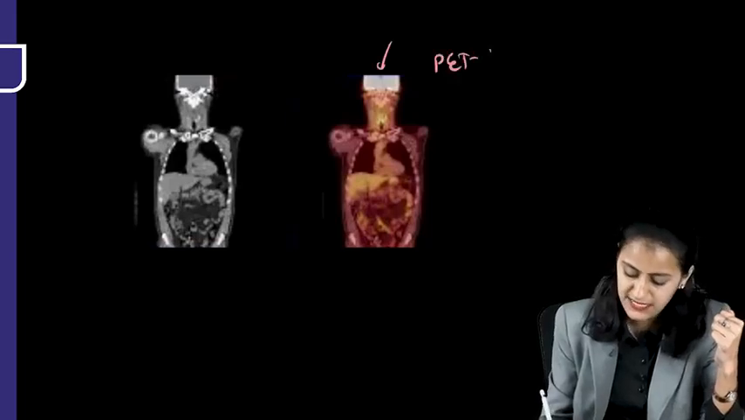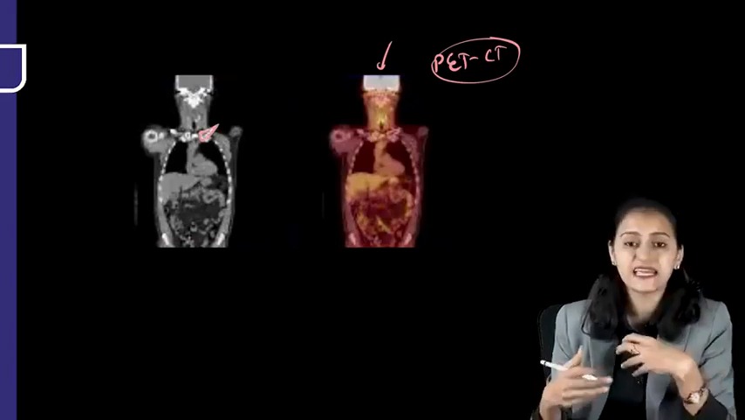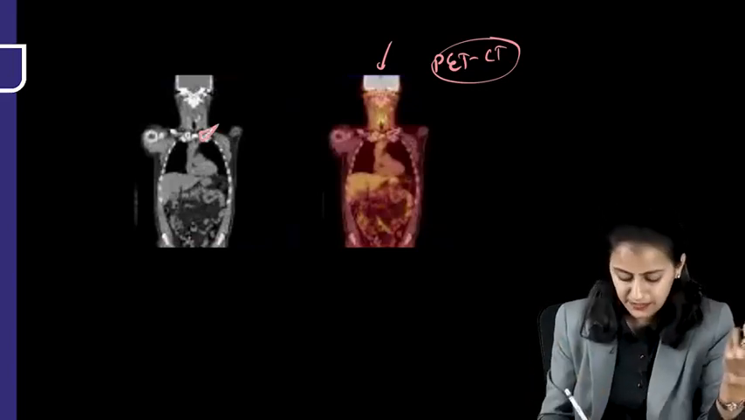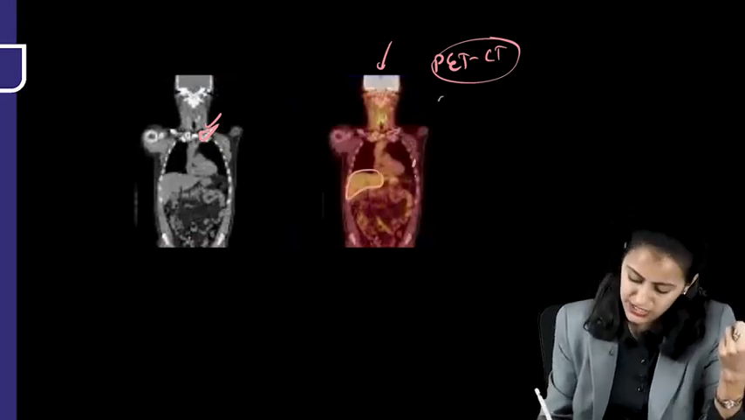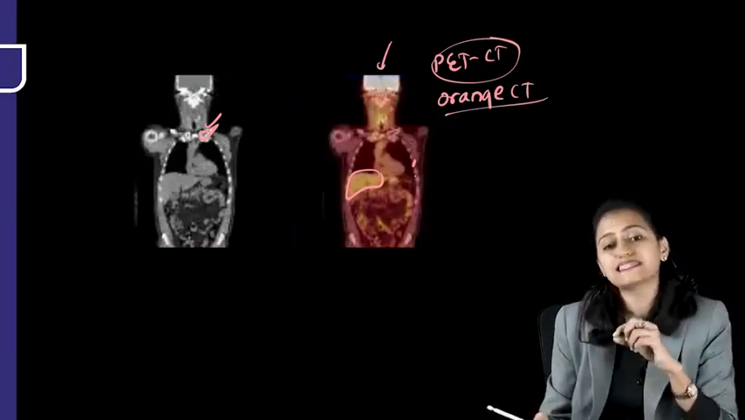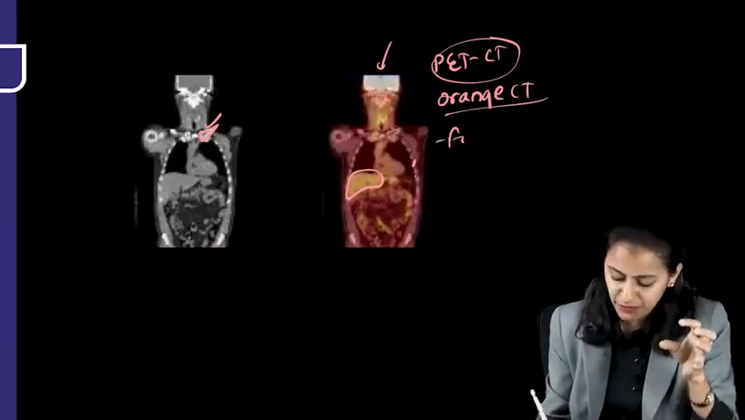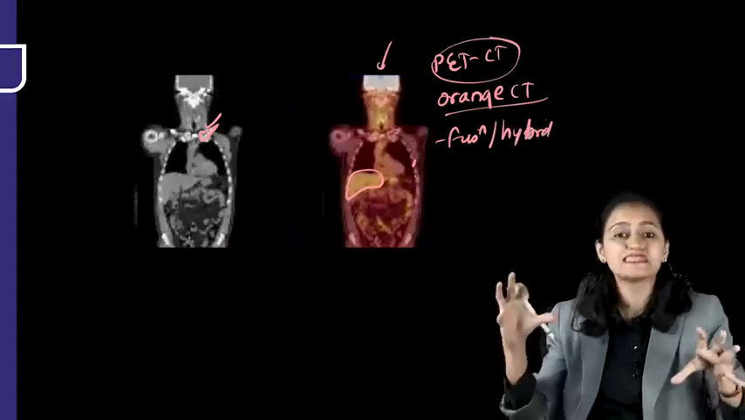Very frequently asked, this is PET-CT. A normal CT scan will have the grayscale appearance, right? With the white bone. Here, along with the white bone, we have the orange areas. So, when we have an orange colored CT, it's a PET-CT, which is an example of fusion or hybrid imaging. We are combining PET with CT.